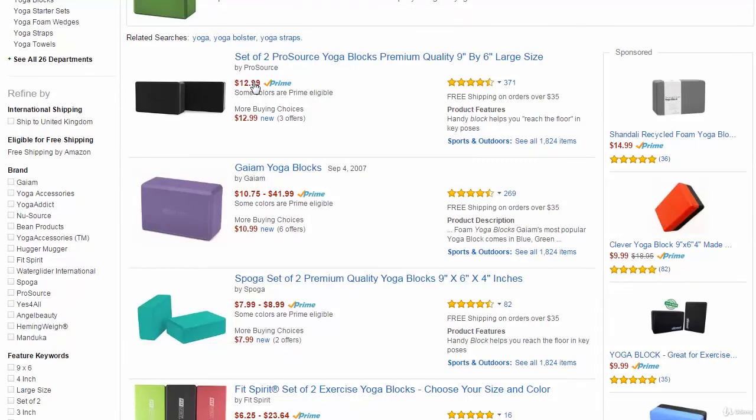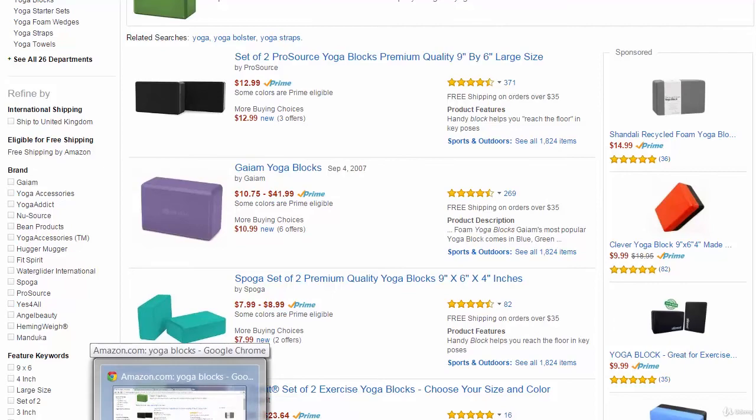Now, looking again at this example, $12.99, that's the number here. You'd look at the lowest number, so $10.75, ignore whatever the higher number is, just note down $10.75, and again here's $7.99. So you would write those down into the spreadsheet.